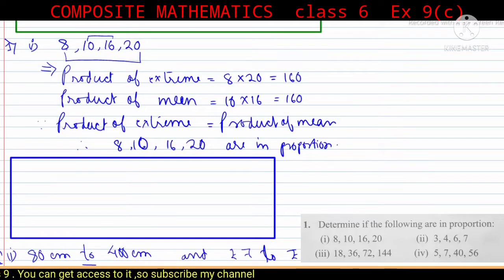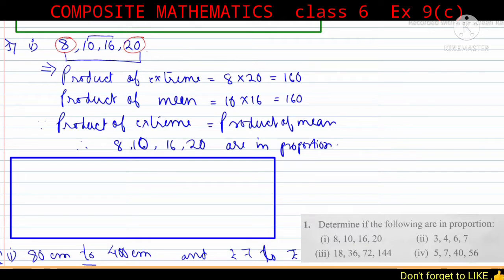First of all, we need to find the product of extremes. Which numbers are the extremes? 8 and 20. These are the extreme numbers, and their product is known as the product of extremes. So first we multiply these two numbers: 8 into 20 is equal to 160.